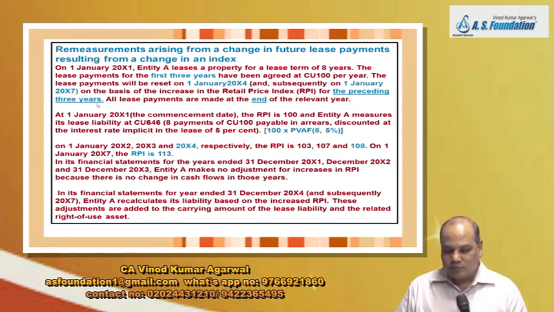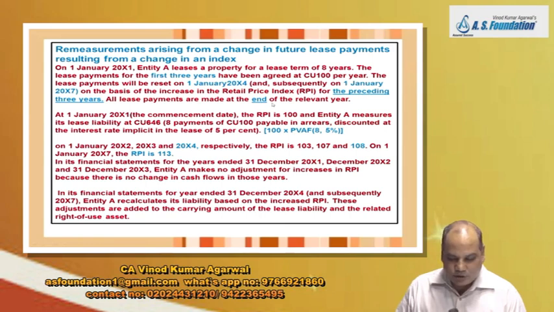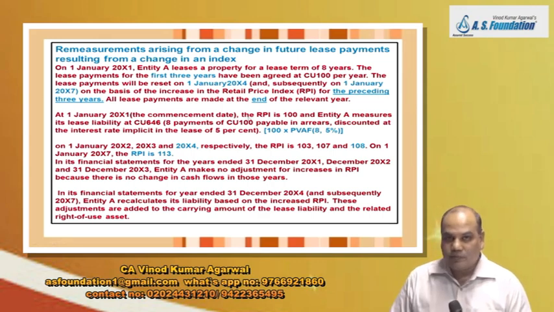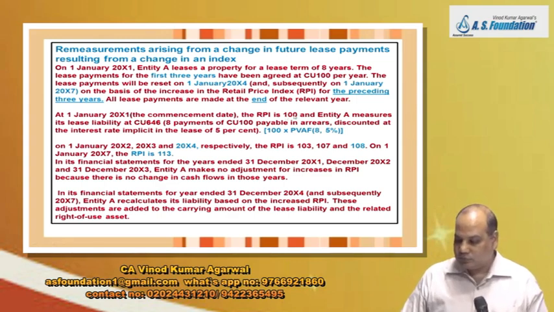the preceding 3 years. For the preceding 3 years, all the lease payments are made at the underline end of the relevant year, because if it is beginning, your calculation would change. So in the exam be careful with this timing of lease payment. Beginning or end will change your answer completely. On 1st January 2001, that is the commencement date, the RPI is 100 rupees, so easy for calculation purpose. RPI is 100 and your first lease payment is also 100.